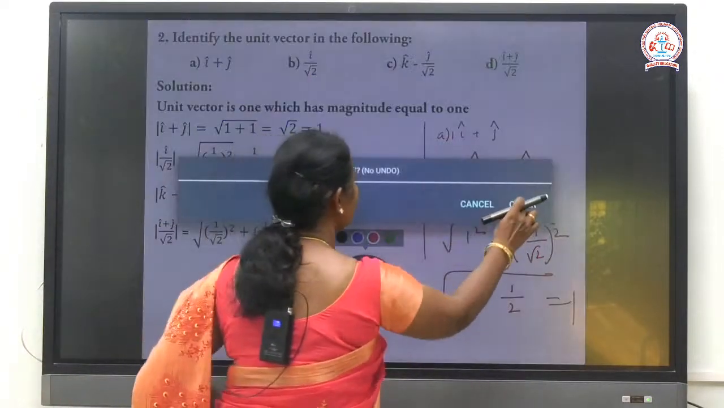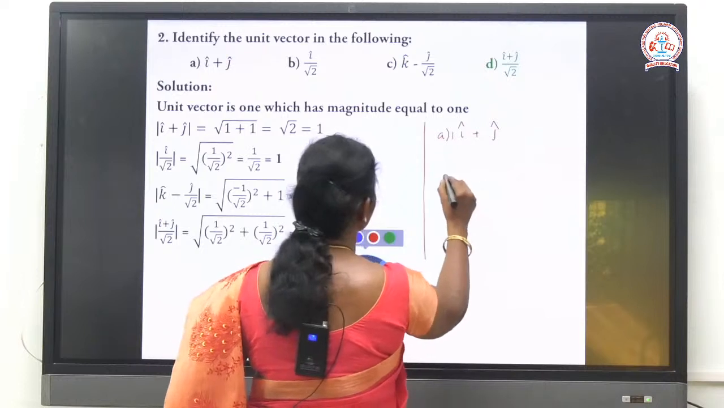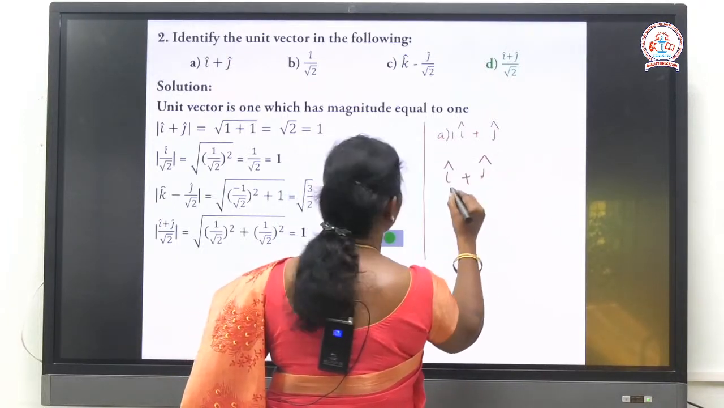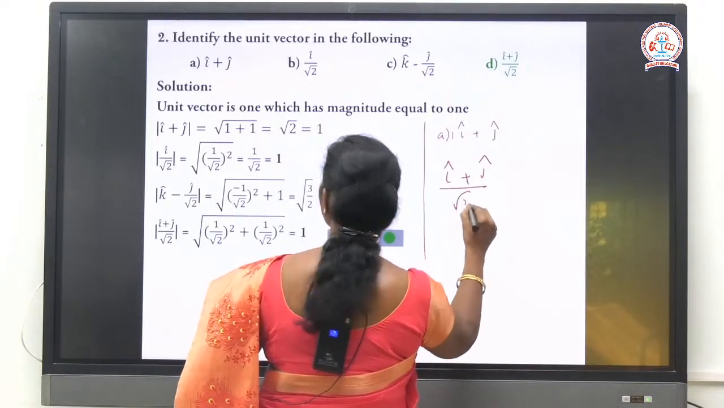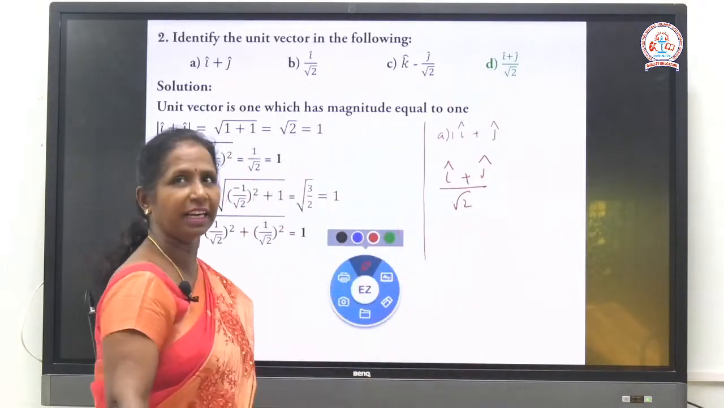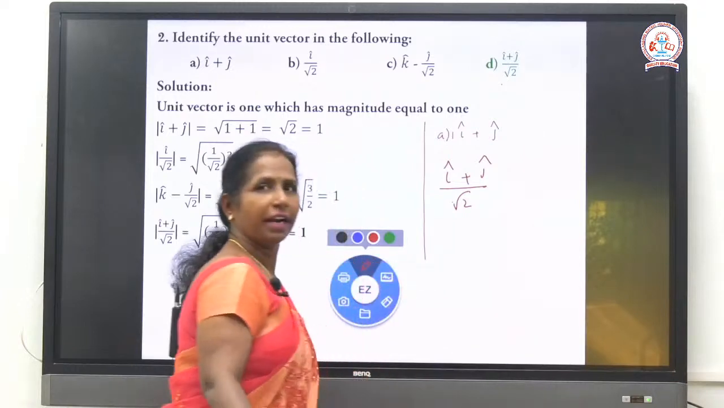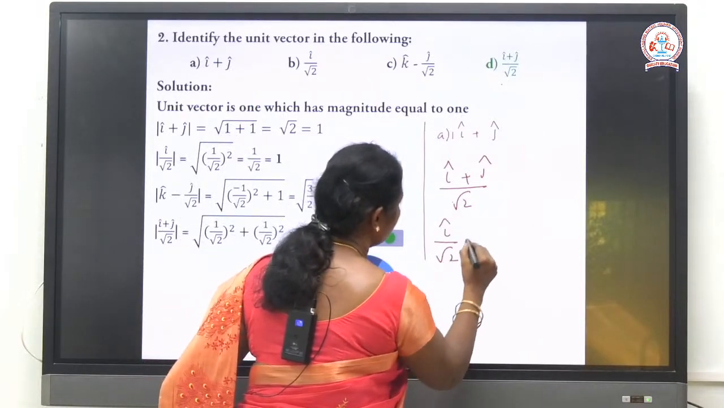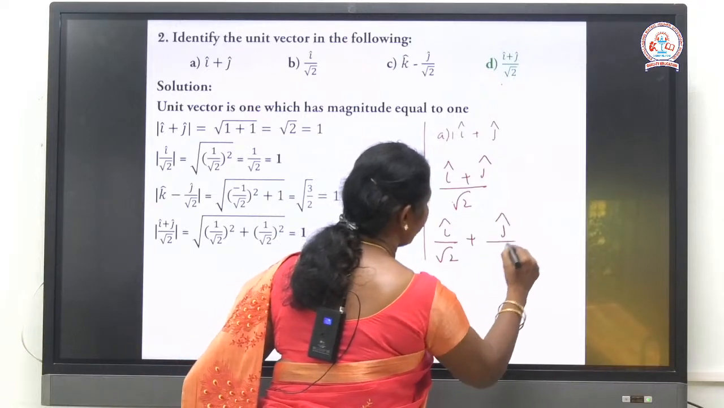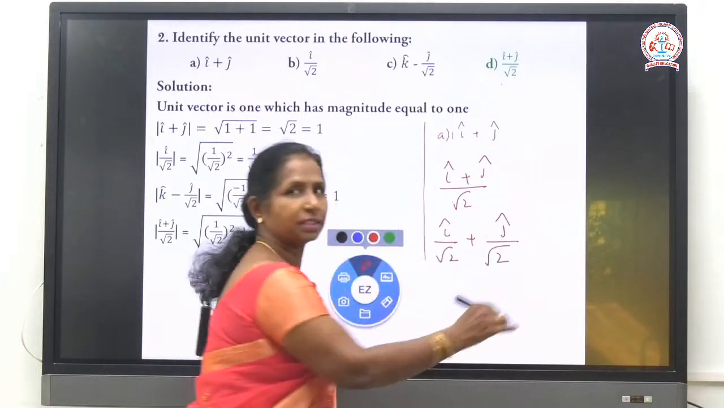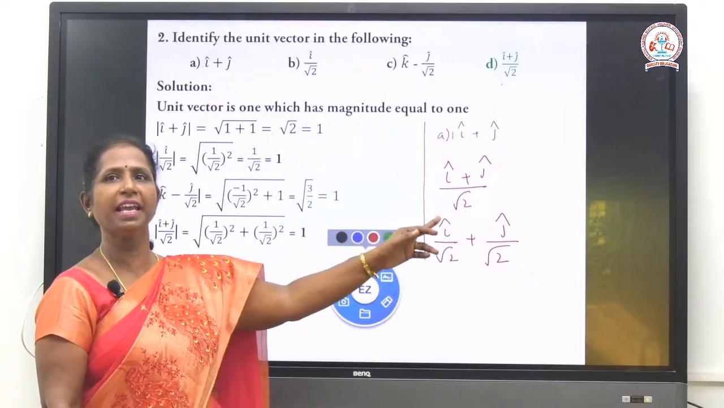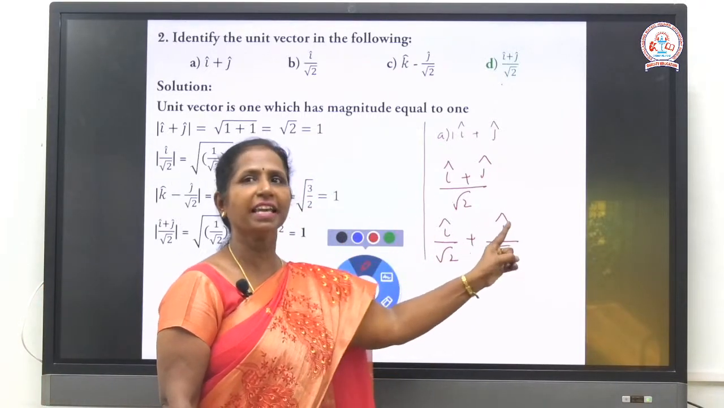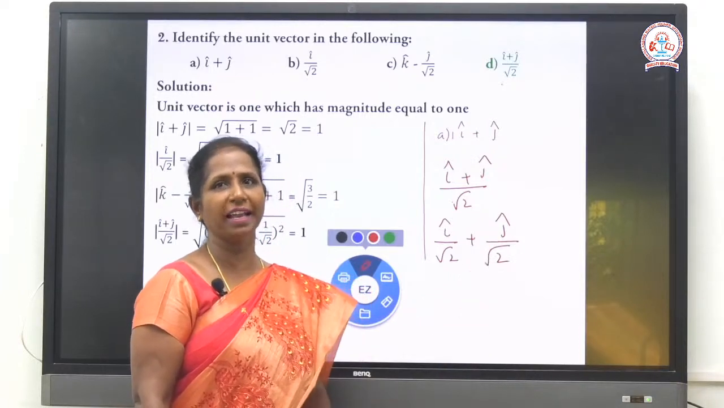Okay, then let us take the last option. What is the last option? I cap plus j cap divided by root 2, that is the last option. Now, how can we divide this? We can split I cap plus j cap by root 2 as I cap by root 2 plus j cap by root 2. So we can split like this.